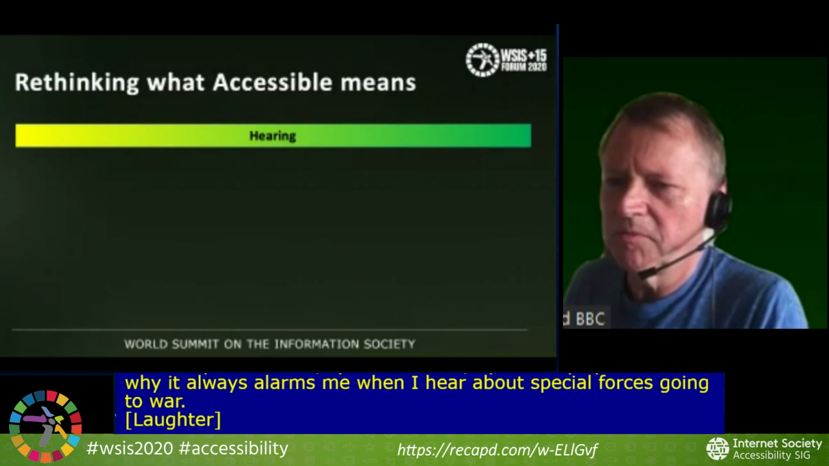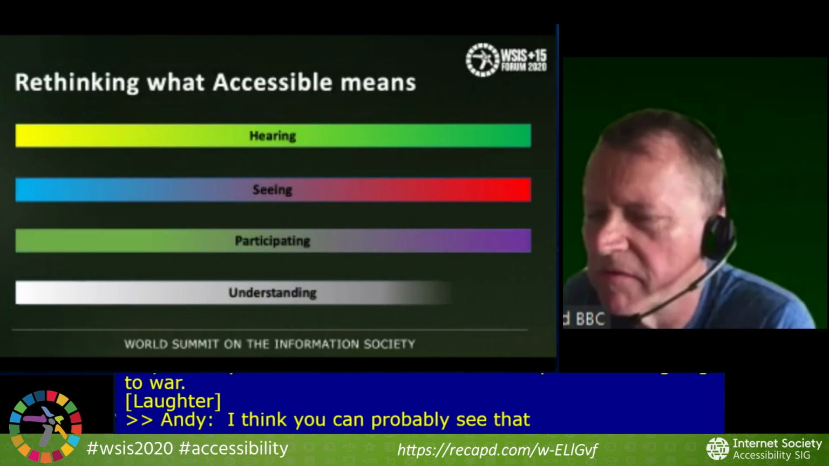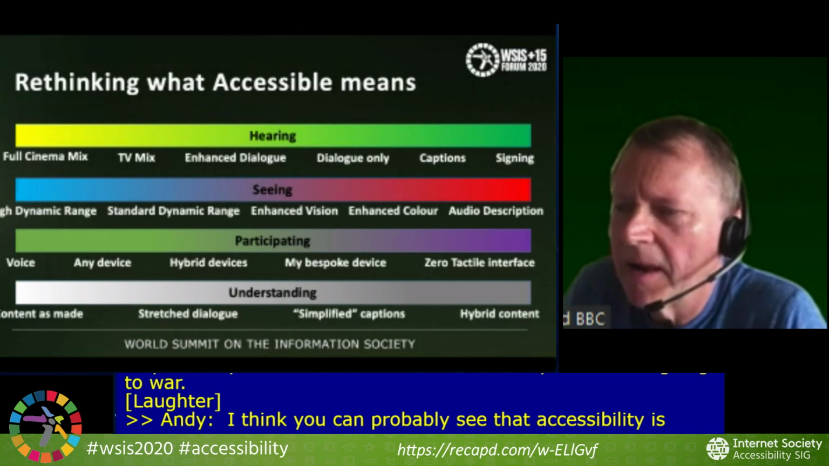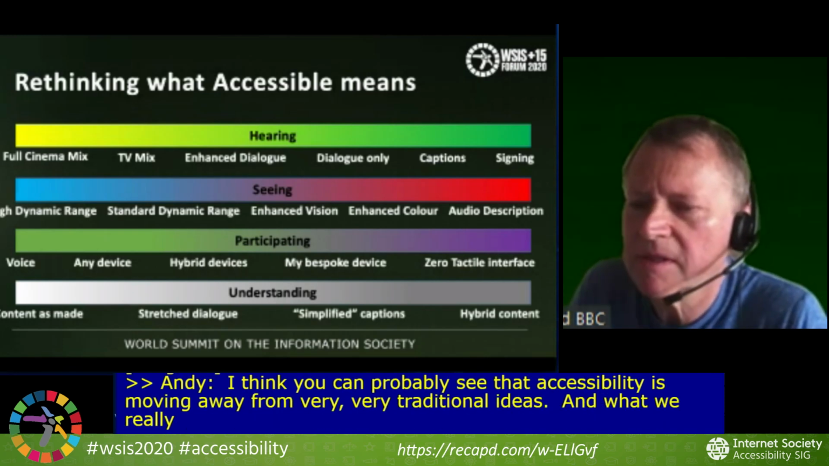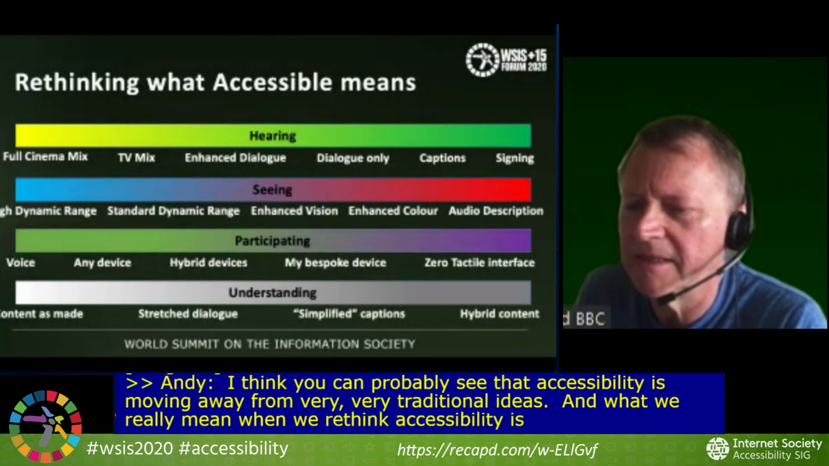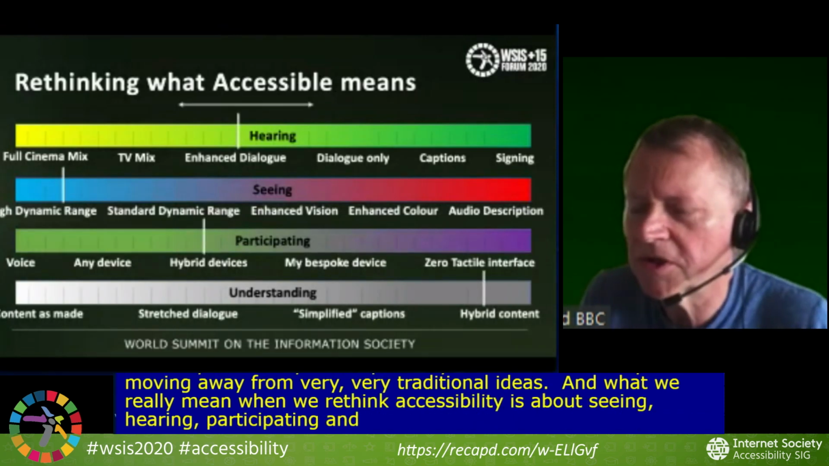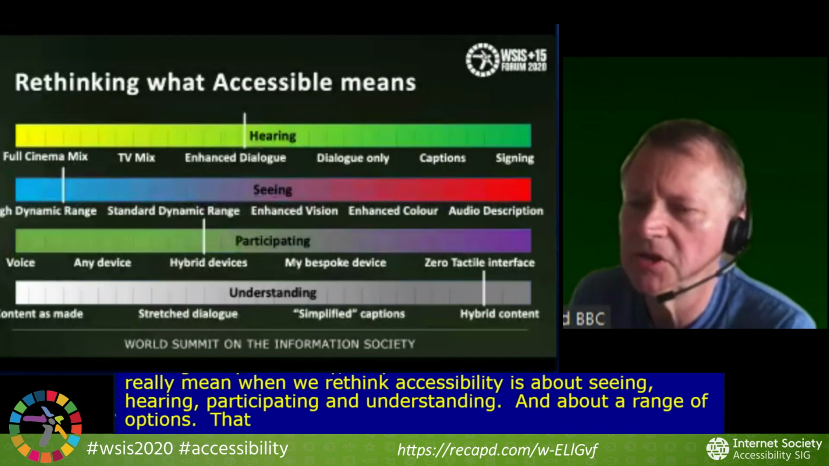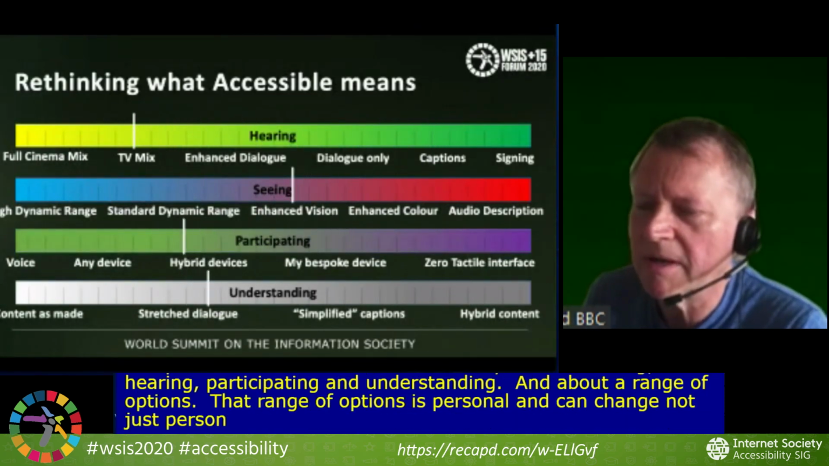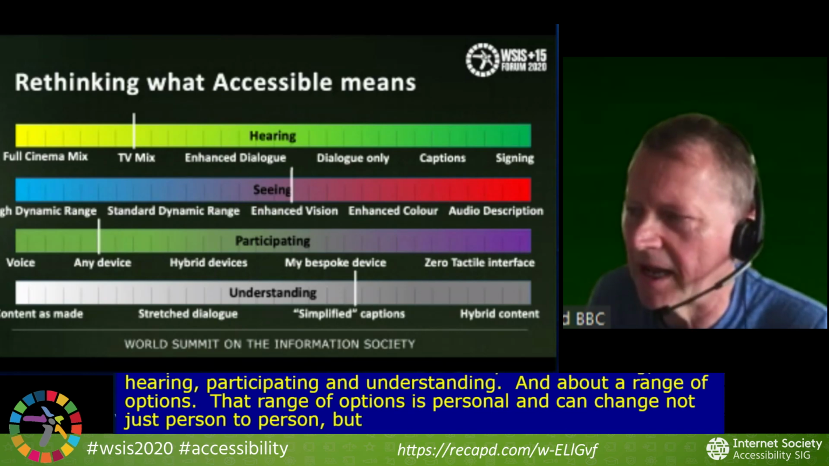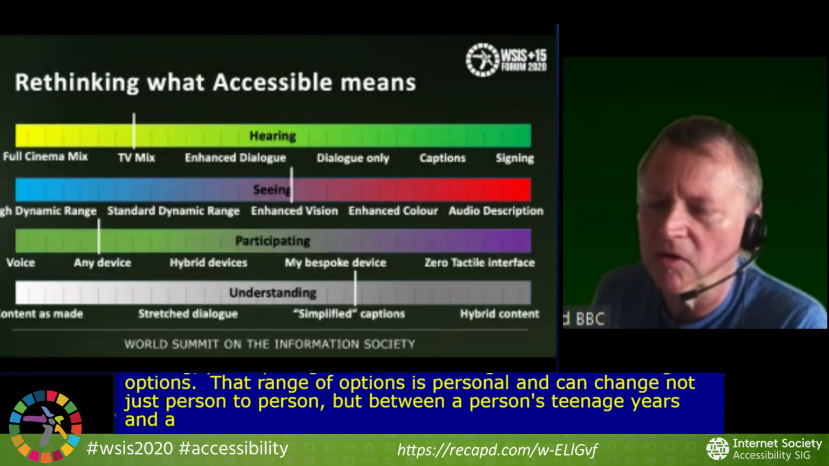I think you can probably see that accessibility is moving away from very, very traditional ideas. And what we really mean when we rethink accessibility is about seeing, hearing, participating, and understanding, and about a range of options. And that range of options is personal and can change not just person to person, but between a person's teenage years and a person's old age, or actually depending on the environment.